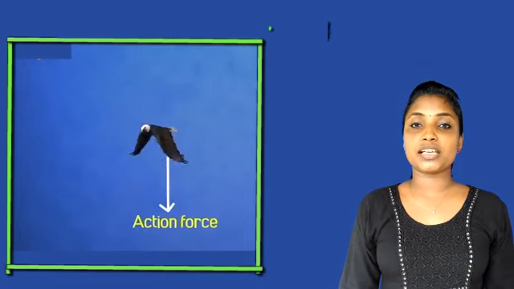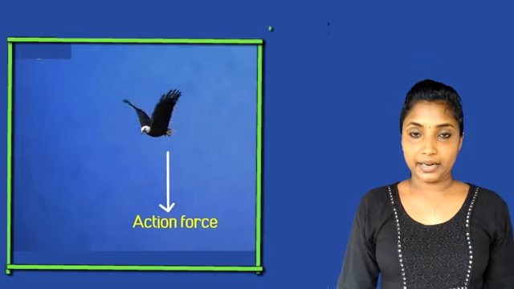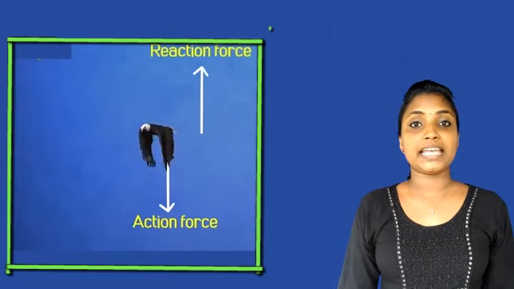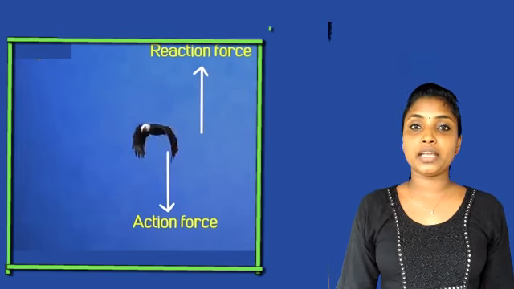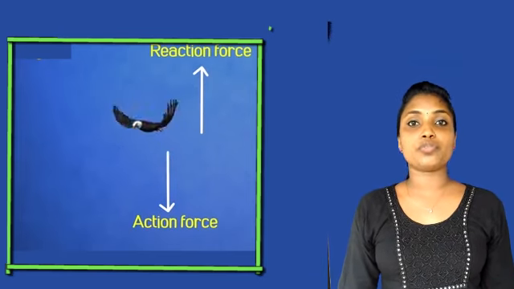The same action force and reaction force help the bird to fly through the air. Here, the bird is constantly applying a force downwards on the air. At the same time, a force of equal magnitude and opposite in direction acts on the wing of the bird, helping the bird to fly through the air.